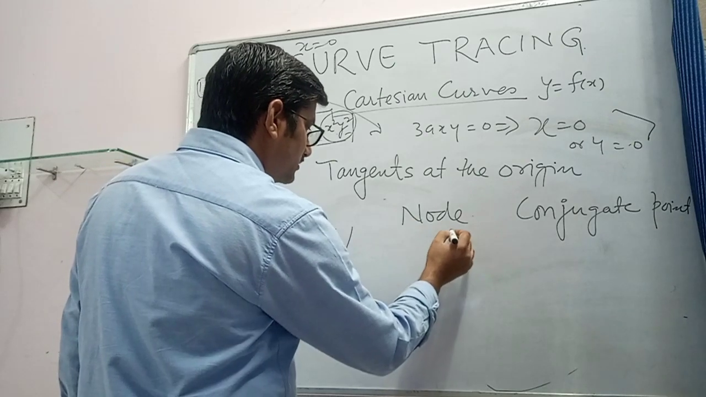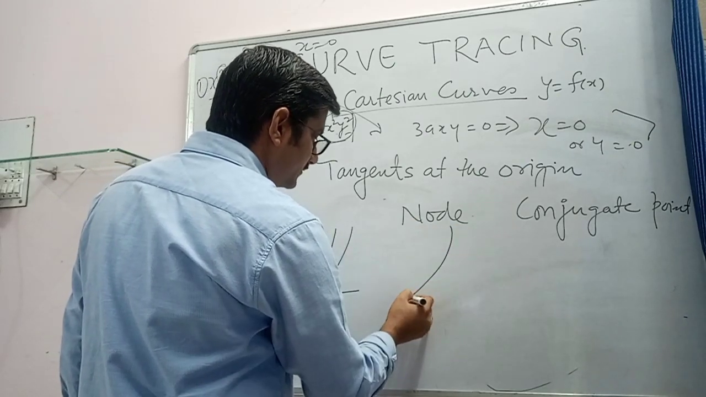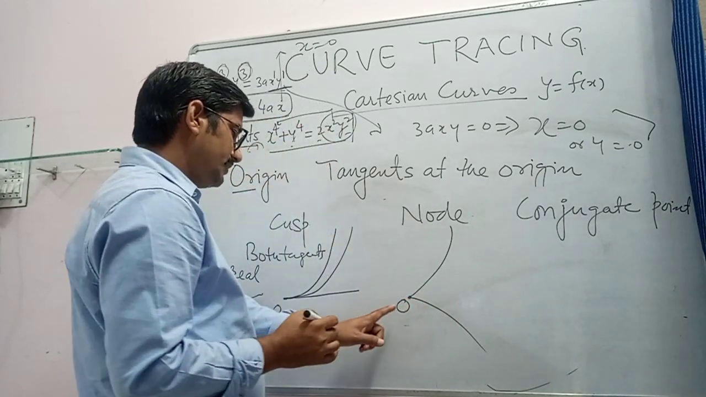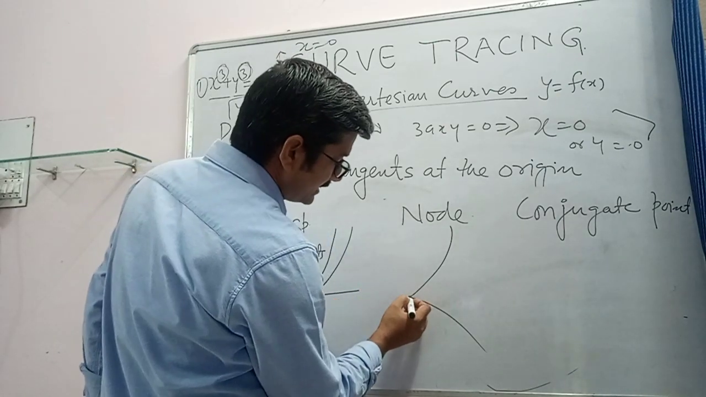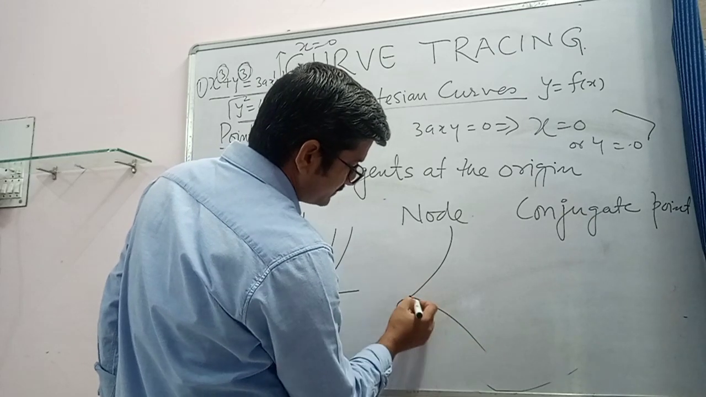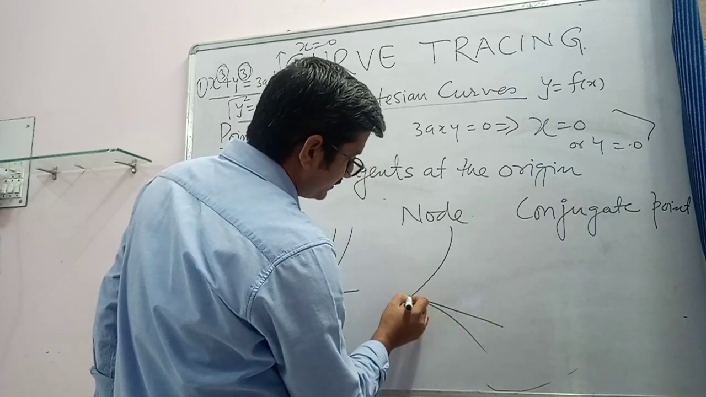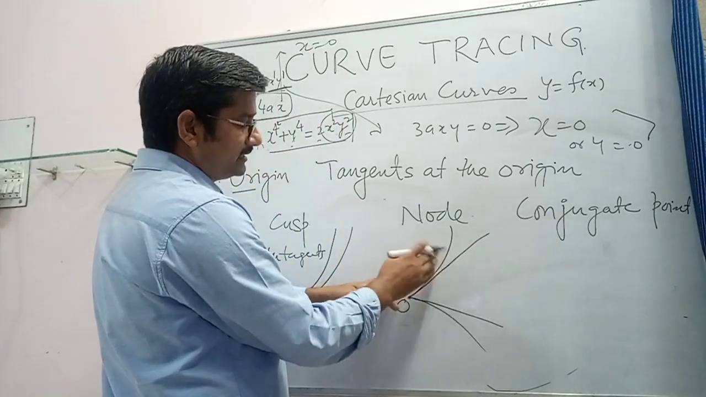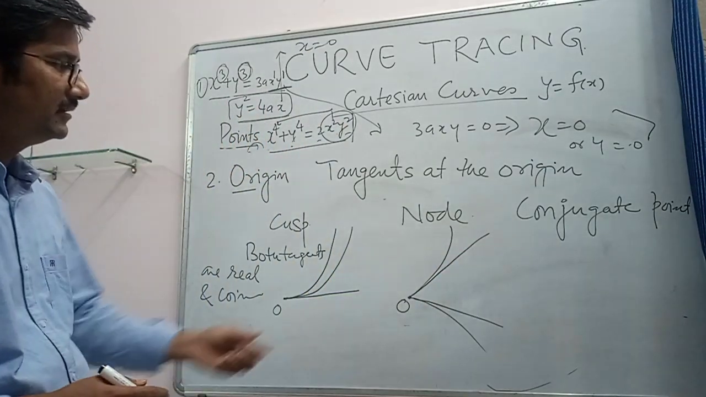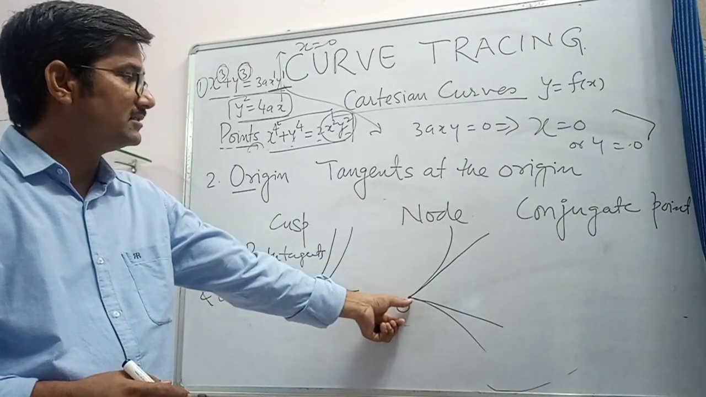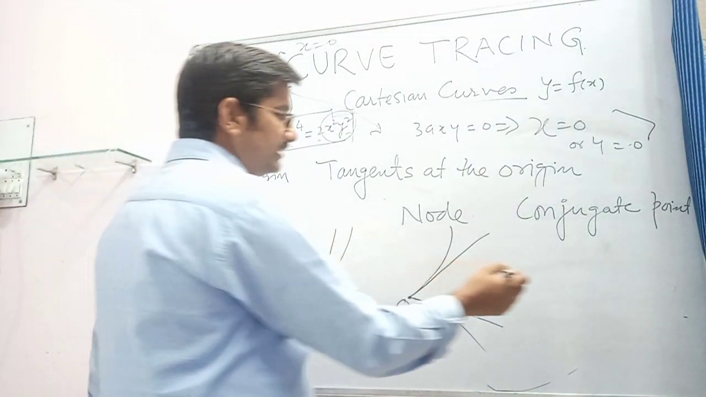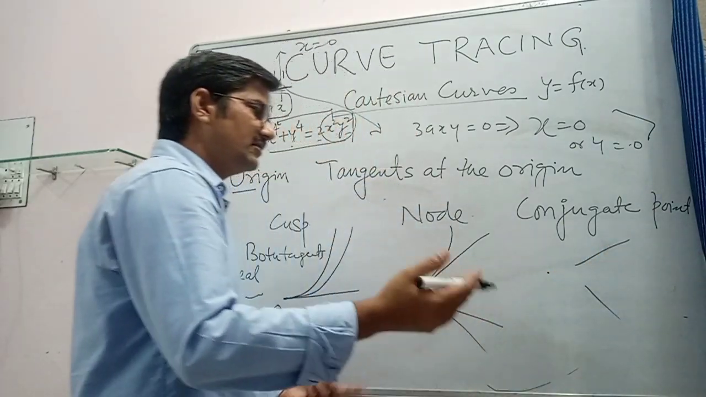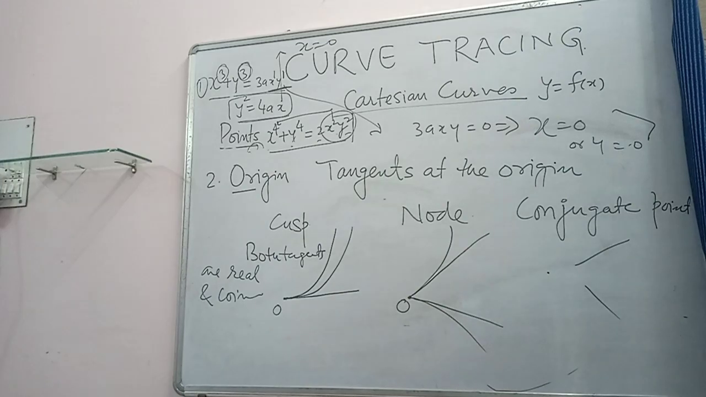Note, suppose the nature of the origin is like this, means the tangent along this branch is this one, tangent along this branch is this one. So both the tangents are distinct and real. So this double point, means origin, is a node. Conjugate point means the point is here and tangents are somewhere there, means tangents are imaginary. Okay.